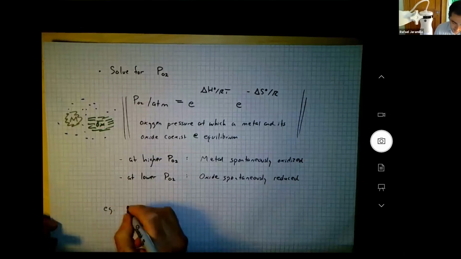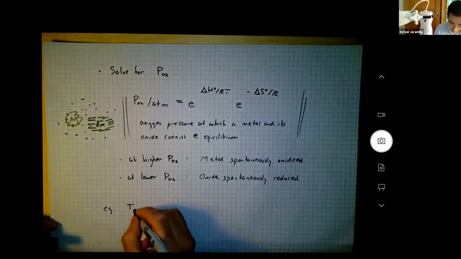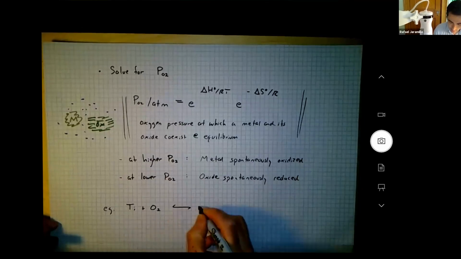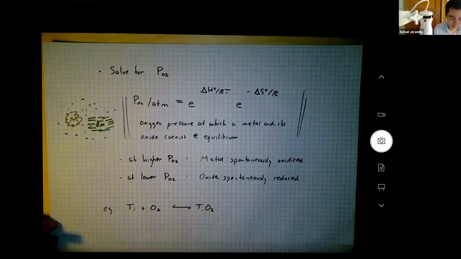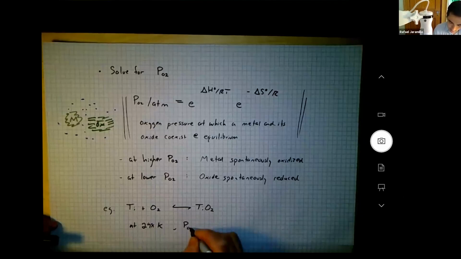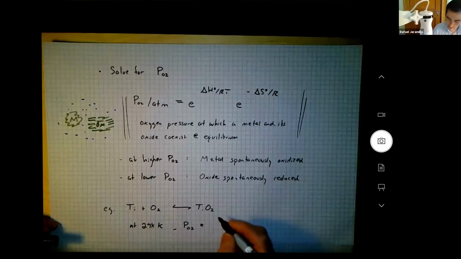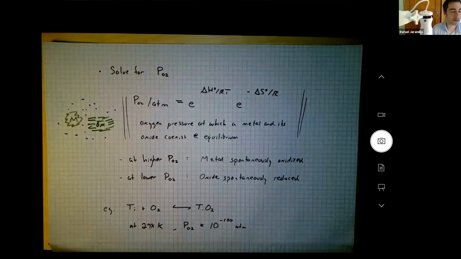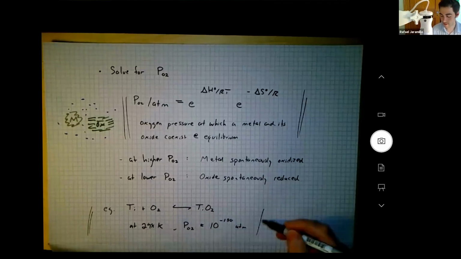So for example, let's imagine Ti oxidizing. This is a nice reaction, at 298 Kelvin. I looked it up. The PO2 at this equilibrium is, anybody have a guess? Forget the guess. I mean, it's completely nutty. 10 to the minus 150 atmospheres. A completely silly make-believe number, right? It's zero. It might as well be zero.